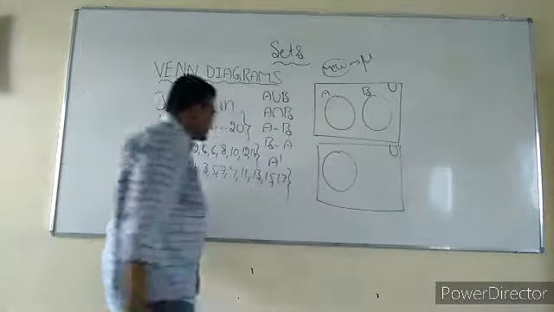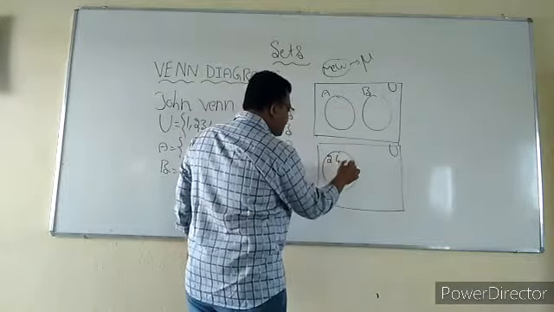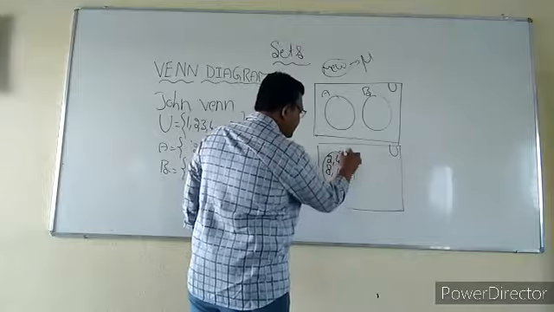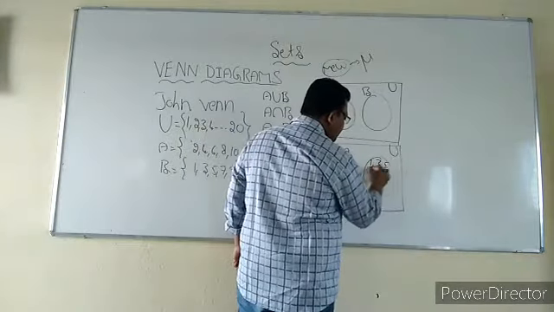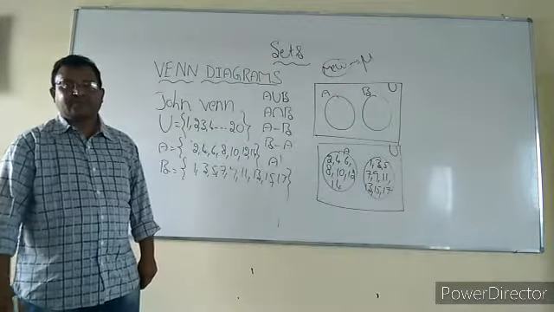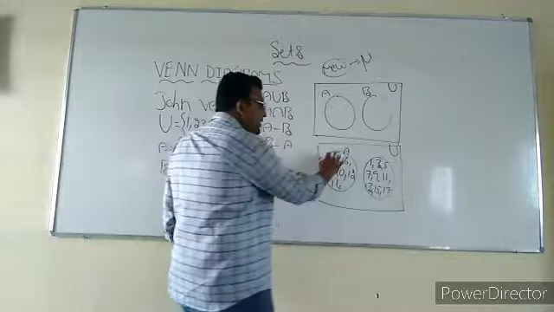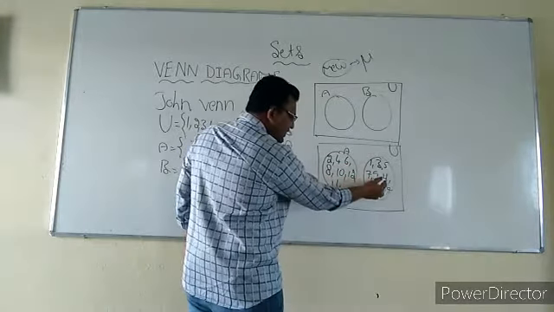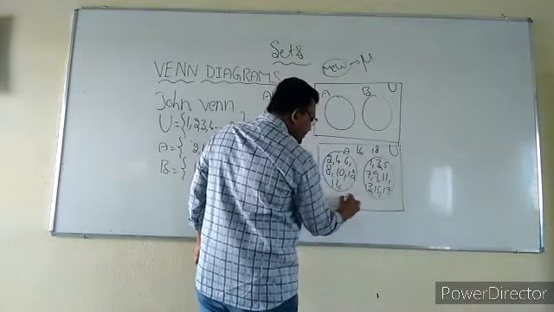A means 2, 4, 6, 8, 10, 12, 14. And B means 1, 3, 5, 7, 9, 11, 13, 15, 17. So I have just shown the universal set by using a rectangle, and the remaining elements will be outside of these circles. What are those? Out of 1 to 20, the elements 1 to 15 are used, so the remaining are 16, 18, 19 and 20.